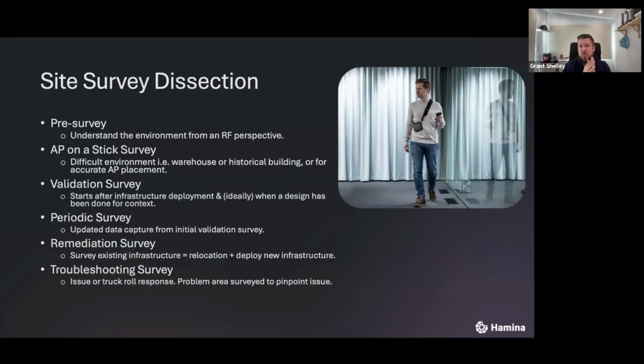Validation survey, I'd say, is probably what we see pretty often, right? So we'll go from the initial predictive plan to the validation. Periodic surveys, where we're checking in on the infrastructure, although we've got some API integrations that might make that a little bit less common. I'm not sure if you've ever done a remediation survey, Chris.